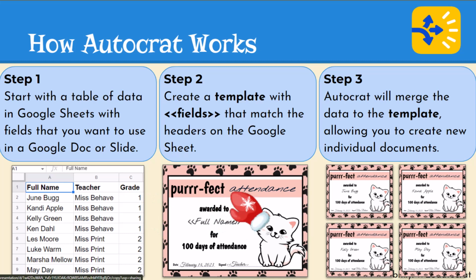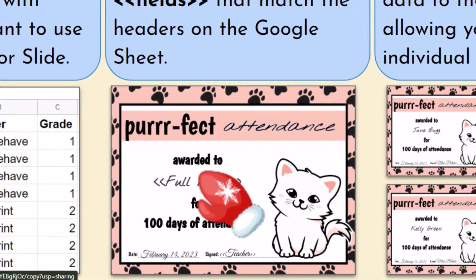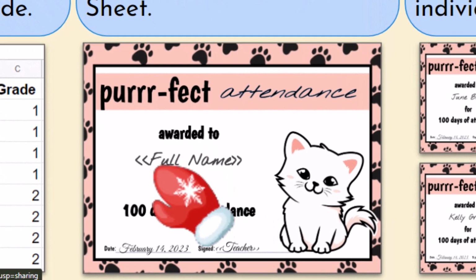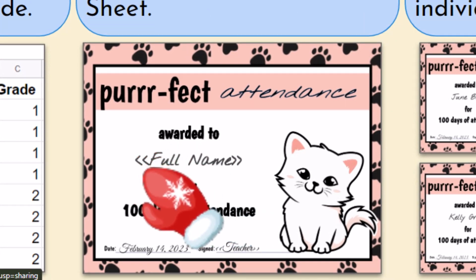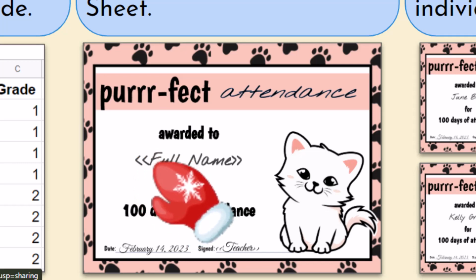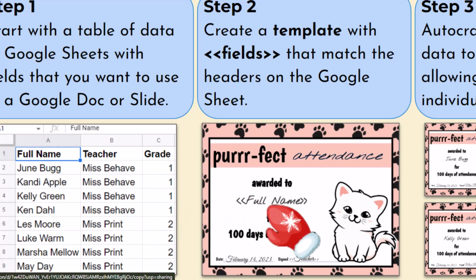The second step is you have to create a certificate. You create a template with the fields that match the header on the Google Sheet. In this example, we have this cute little perfect attendance, and then right here, awarded to, and we just have full name. They're in these little HTML, little sideways carets. You have to have two of them, and then you see full name here, and full name here. This will pull Junebug into this certificate.